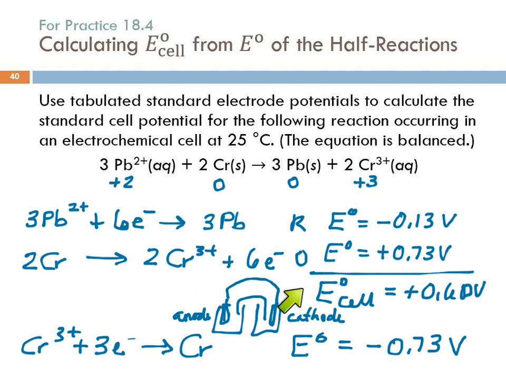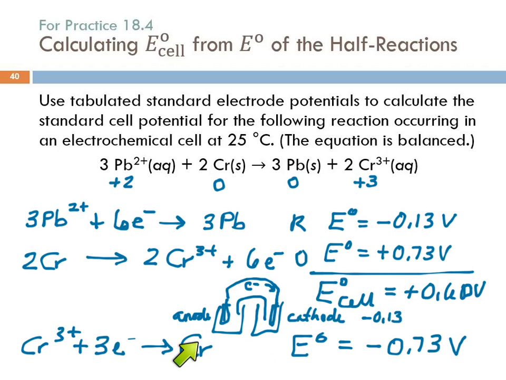So in order for this to be spontaneous, this has to be more negative so that we get electrons going this way, and this needs to be more positive. Reduction occurs at the cathode, so reduction is this one. So it's minus 0.13. We came to the correct result, but the reasoning was faulty.